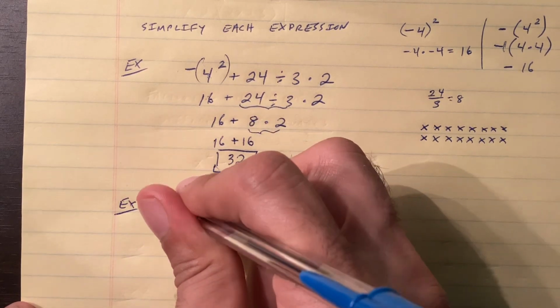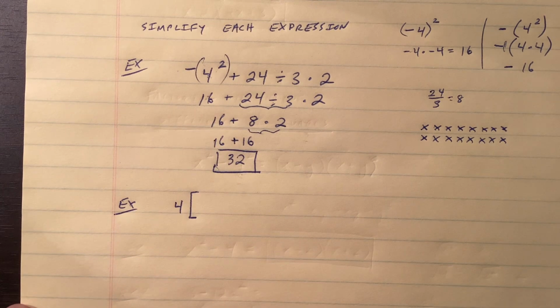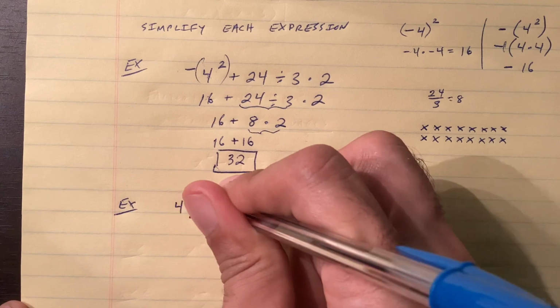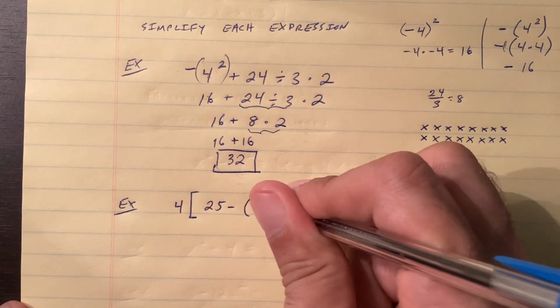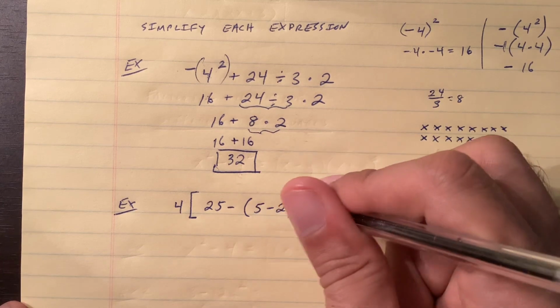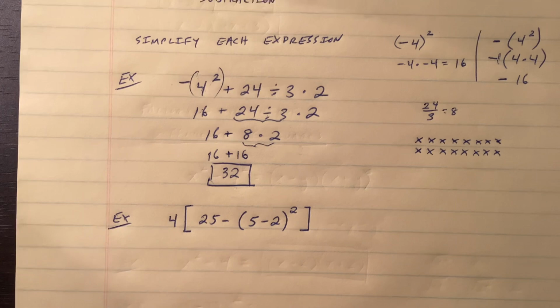We're going to do 4, and then we're going to have some brackets, which are just another type of parentheses. This could be 25 minus 5 minus 2 squared, close the brackets. All right.